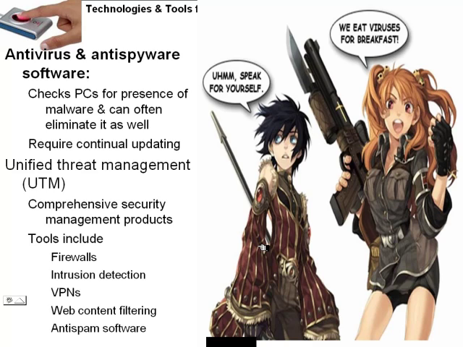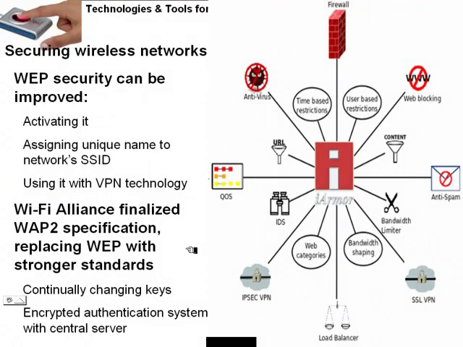A company needs firewalls, intrusion detection, virtual private networks, web content filtering, anti-spam programs. All of these work together to produce a unified threat management system. And when you look at that, there it is. So more work needs to be said about this.